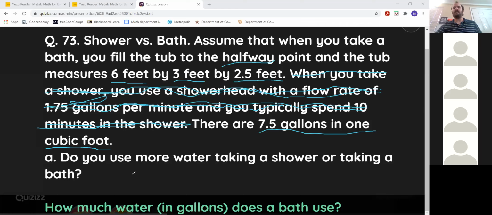Okay. And so you should get a number, you should get a unit, which is gallons. So that word gallon should be in your response, hopefully, right?